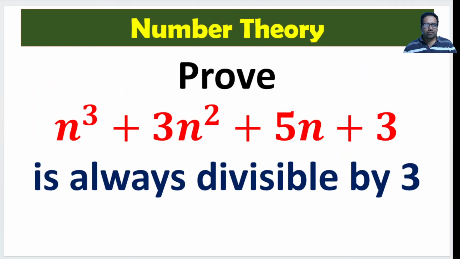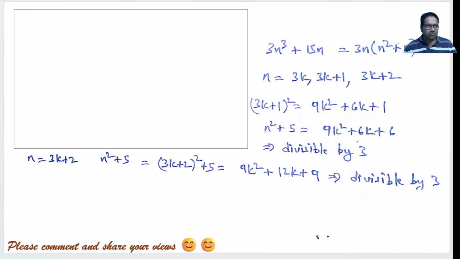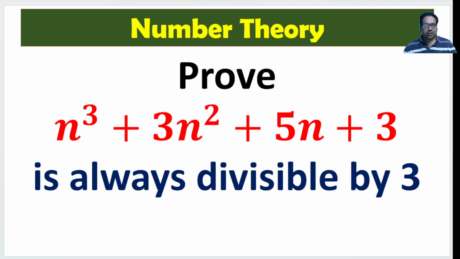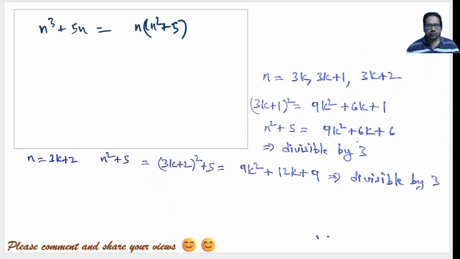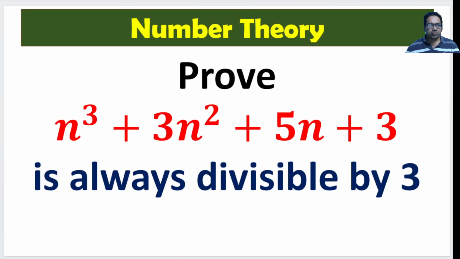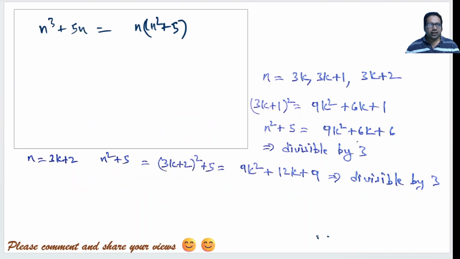Here we have n cube plus 3n square plus 5n plus 3. Clearly, this and this are multiples of 3. We are worried about n cube and 5n. If n cube plus 5n is also a multiple of 3, then we are sorted. We are worried about n cube plus 5n only because the other two are anyway multiples of 3. We can write n cube plus 5n as n times n square plus 5. Right? We are just taking n common.